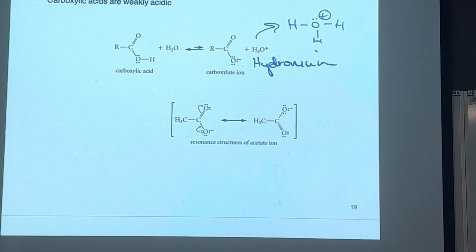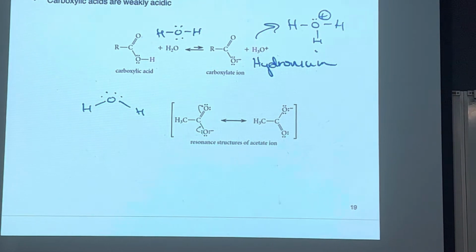Now, remember, the water looks like that, or if we wanted to draw it with the bent angle, we'd see it like that. So the hydrogen is hopping onto the water to make a hydronium. Are we okay with this, folks? Yeah. That's a very definite yes, right on. Okay. Questions for me?